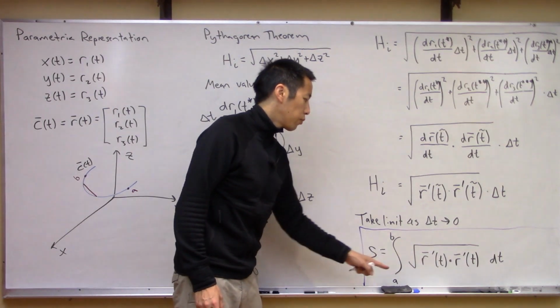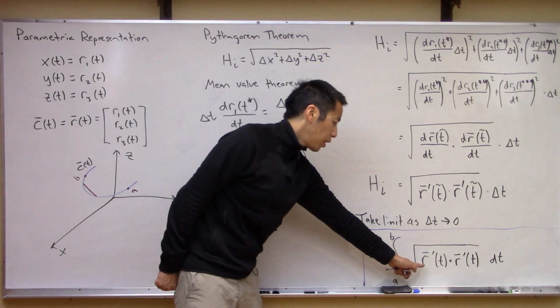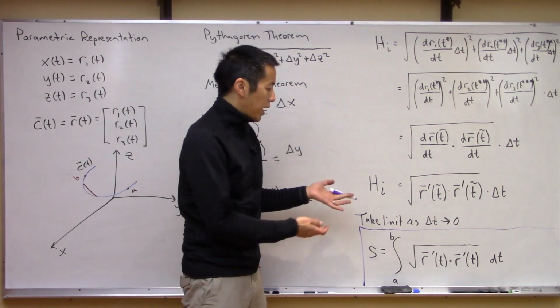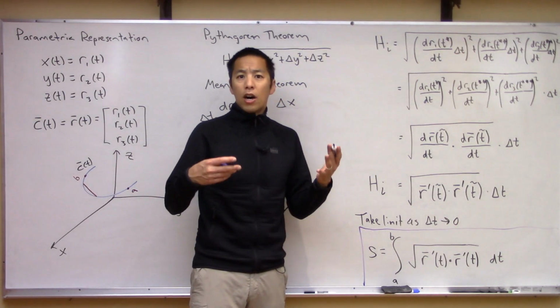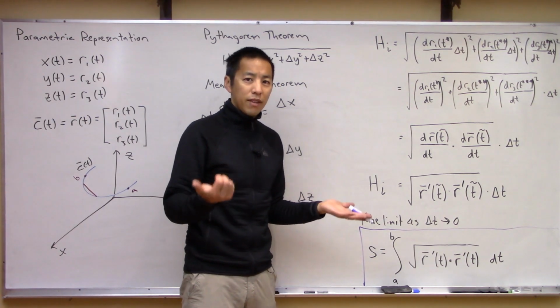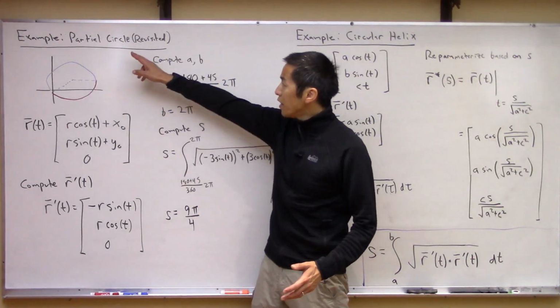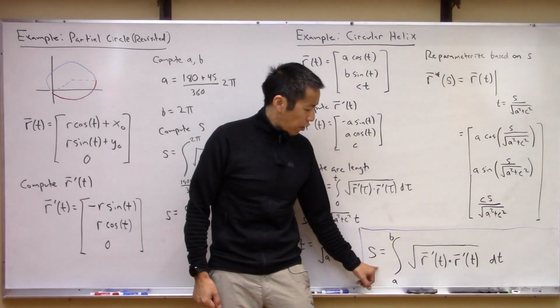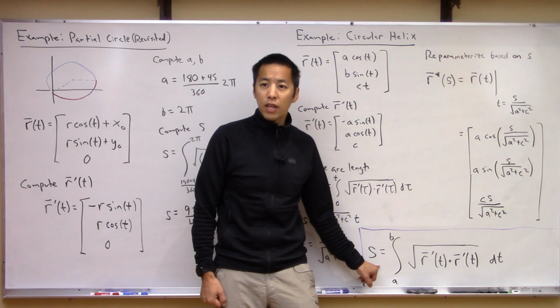It's just a square root of the inner product of r prime. And that's basically it, right? So again, very nice clean formula. Let's go ahead and maybe apply this to an example. All right, so let's revisit that partial circle example that we did earlier, and we're just going to use now our new formula for computing the arc length.